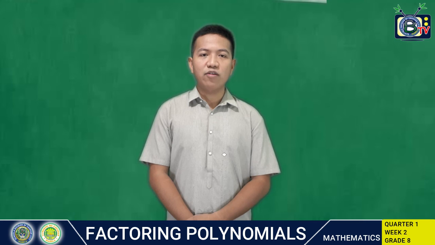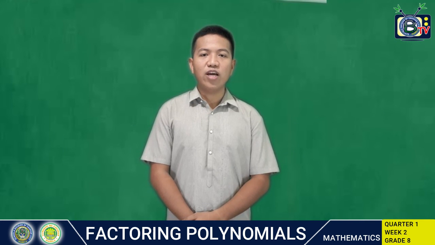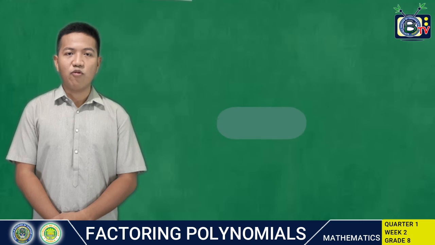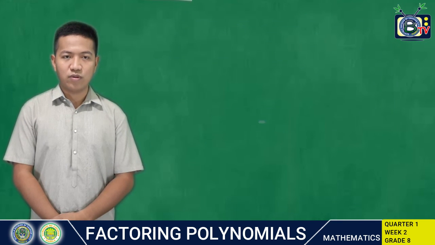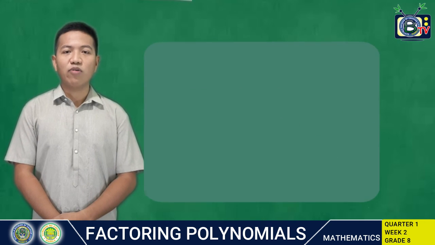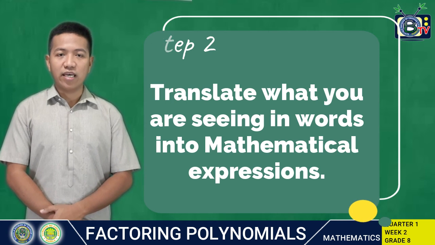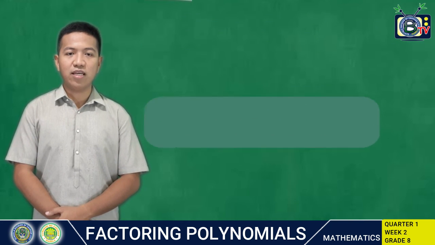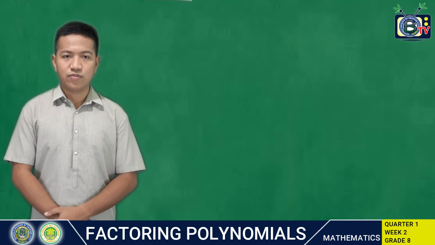Finally, we are ready with solving problems involving factoring. For us to be guided, we are going to consider some essential steps in solving worded problems. Step 1. Choose a variable to represent what is unknown. Step 2. Translate what you are seeing in words into mathematical expressions, meaning write the equation based on the given information. Step 3. Simplify the expression and solve for the unknown.